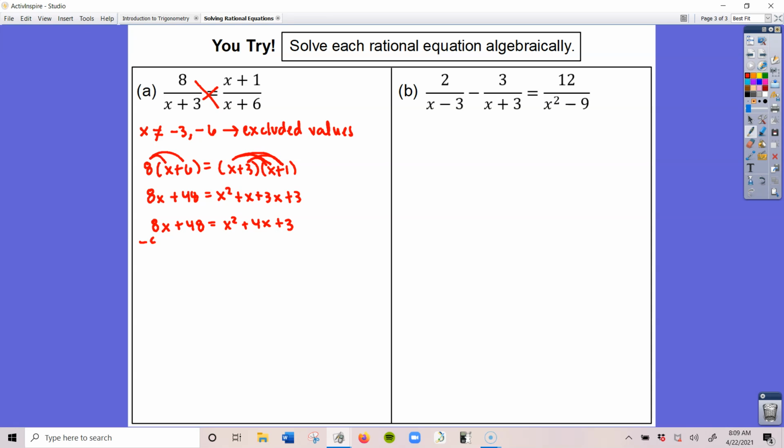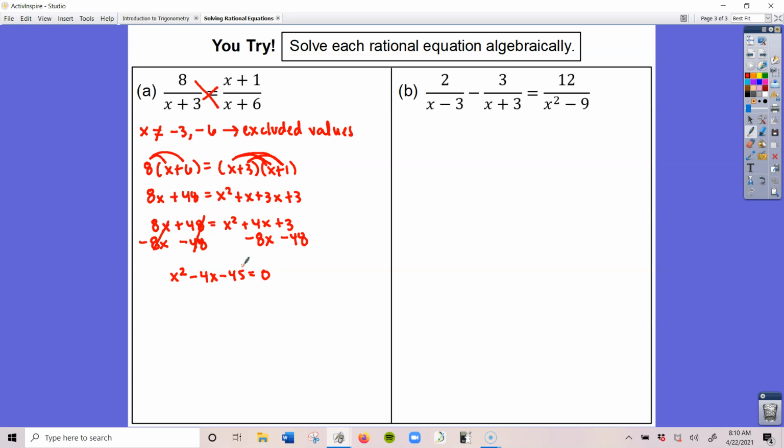So I'm going to subtract this 8x over and subtract this 48. And we get that x squared minus 4x minus 45 is going to equal 0. So I just reversed the order. I wrote this that's on the right over on the left, and this is 0, so I made it equal to 0. Now that we have a regular quadratic, we factor.